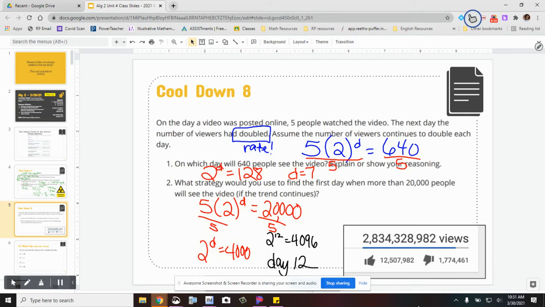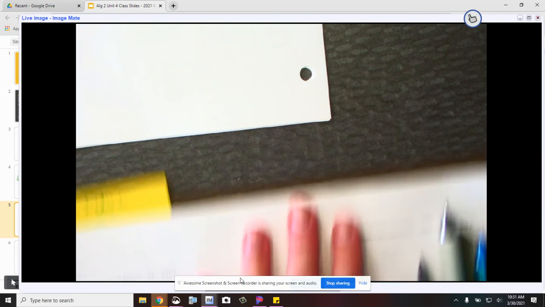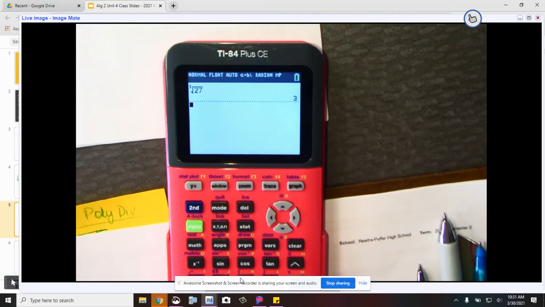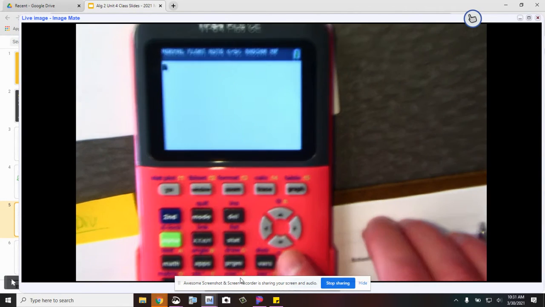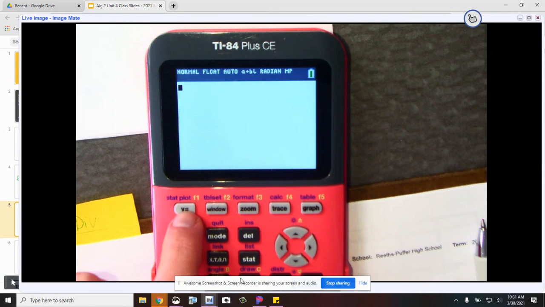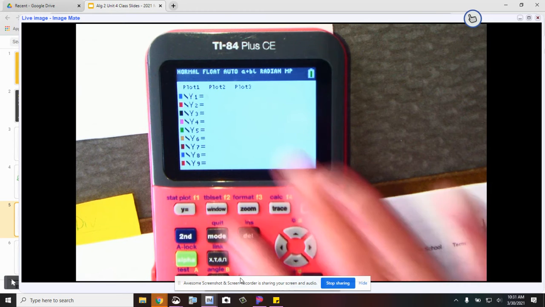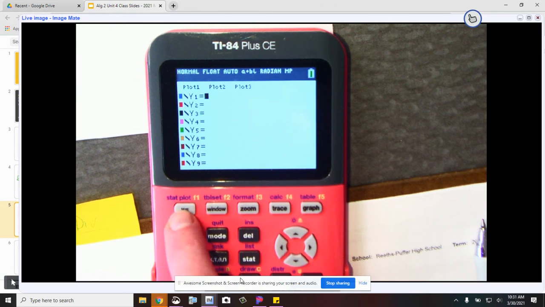Another strategy that we could use that we maybe don't stress enough is that we could also use our graphing calculator and our table of values. So if you would, on your graphing calculator, if you've got one in front of you, hit the y equals and clear out whatever you have in there.